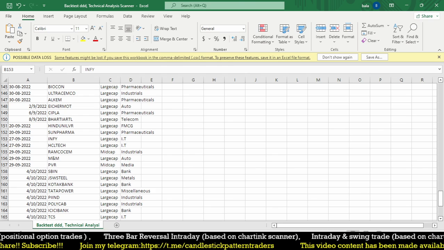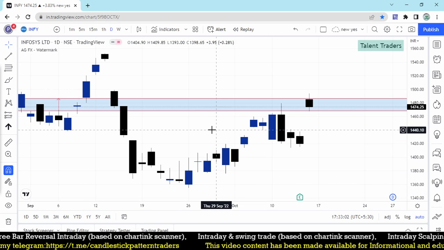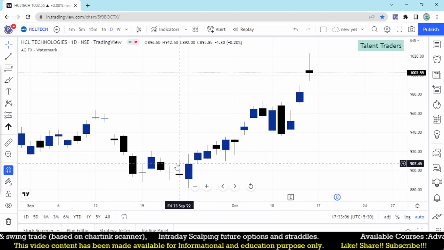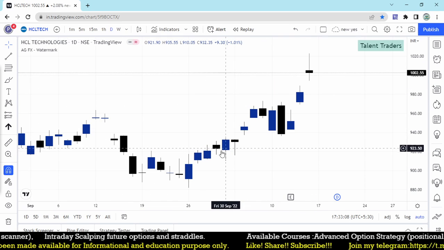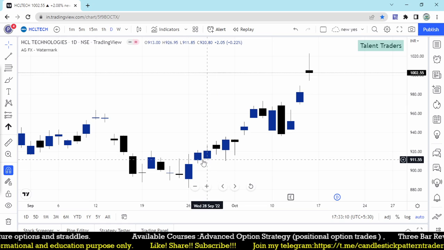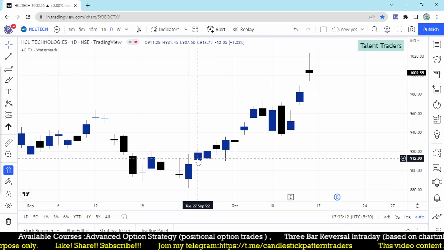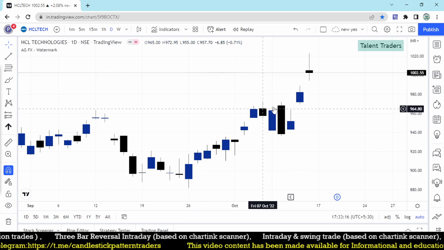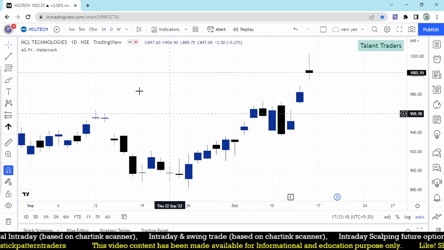Another stock is HCL Tech. HCL Technologies, 27th. It would be this 27th here, with a closing price of 918, and the next day it is 926, and after that it keeps on going up. So it is working well.